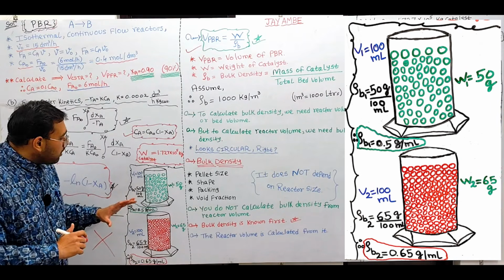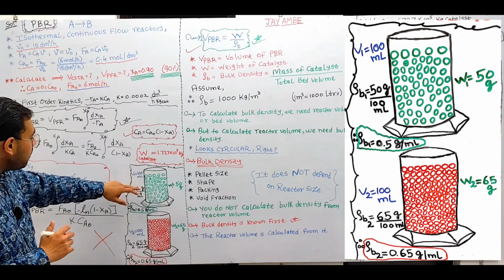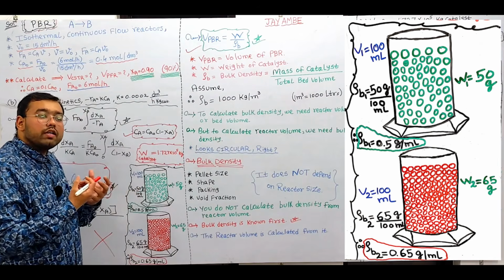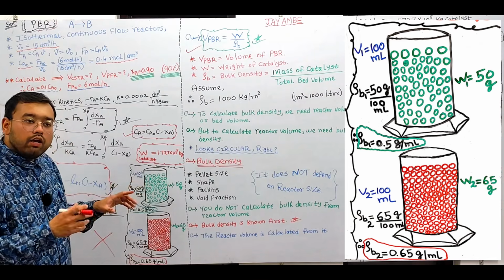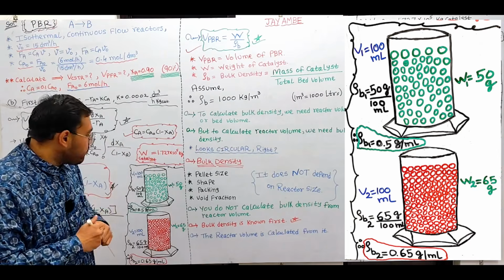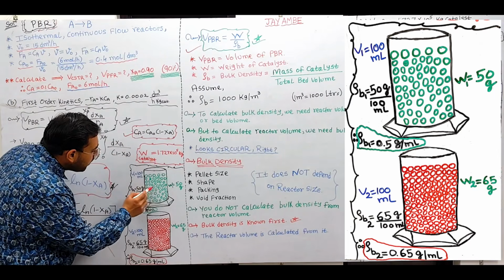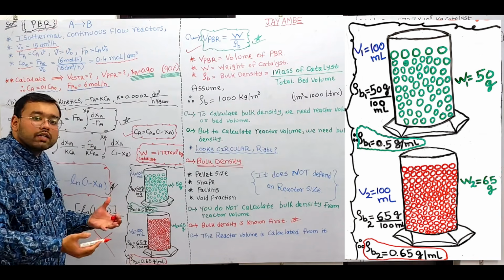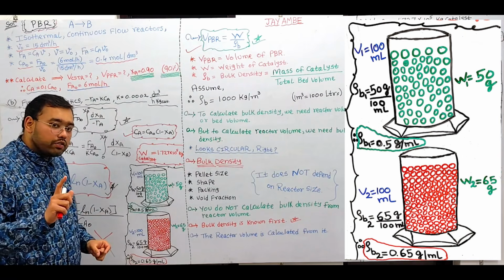Now you can see visually the void space. The void space between the solid spherical catalyst is higher in the first case. Void fraction means the space between the solid catalyst. See, these are the spaces between the solid catalyst. So in the first case we have a higher void fraction. I hope up to here you have understood.